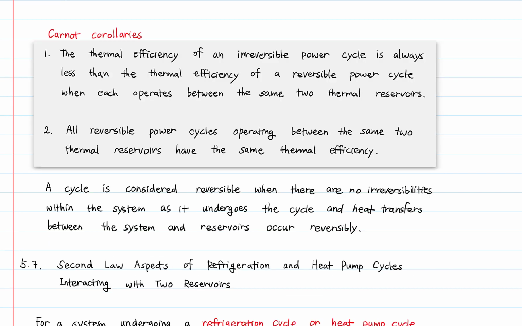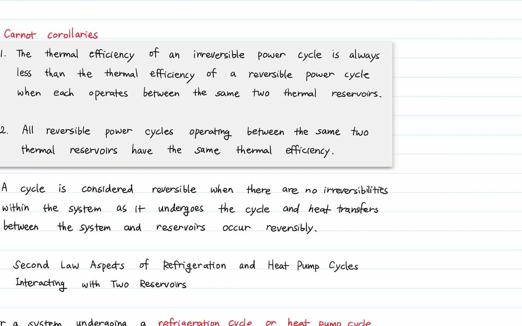The maximum theoretical thermal efficiency of a thermodynamic cycle can be evaluated with reference to the following two Carnot corollaries. The first Carnot corollary: the thermal efficiency of an irreversible power cycle is always less than the thermal efficiency of a reversible cycle when each operates between the same two thermal reservoirs.